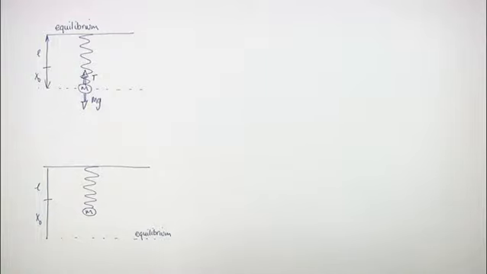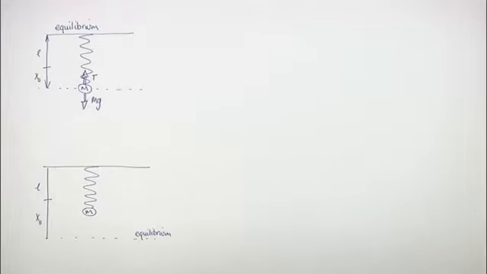Consider a mass on a spring hanging in equilibrium as shown here. It's in equilibrium, so the total force on the mass is zero. The tension in the spring balances the weight mg. The weight of the mass has extended the spring from its natural length L by an extension x0.